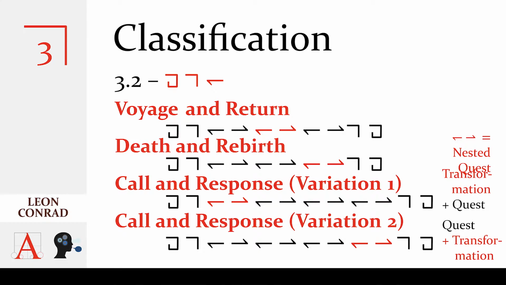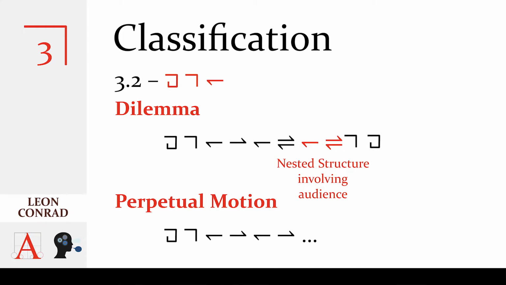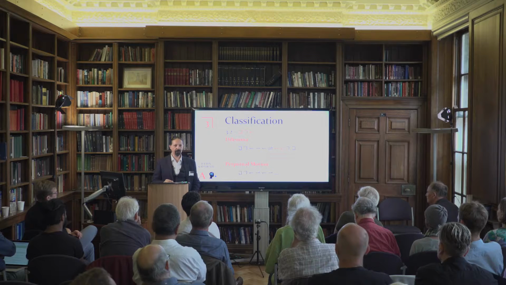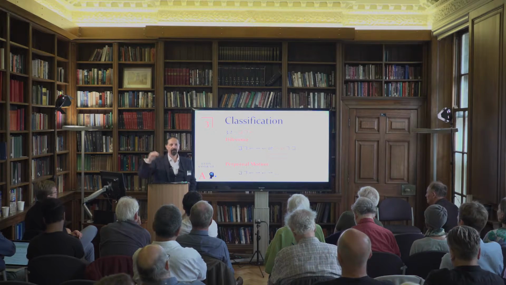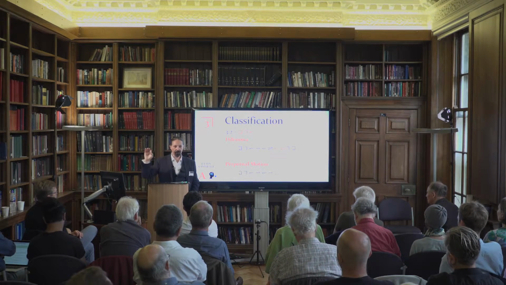Voyage and Return, Death and Rebirth are basically quest structures with nested quest structures in different places. Call and Response has two variations, and it's a combination of transformation and quest in different positions. The dilemma structure is a structure that is open-ended, and it demands that the audience come in and reach a conclusion for the storyteller. The perpetual motion structure is a structure that just goes on and on. There are very few stories that follow this structure, but there are examples in other genres.